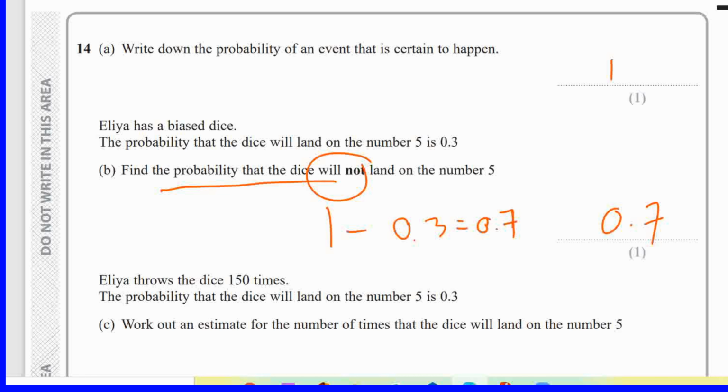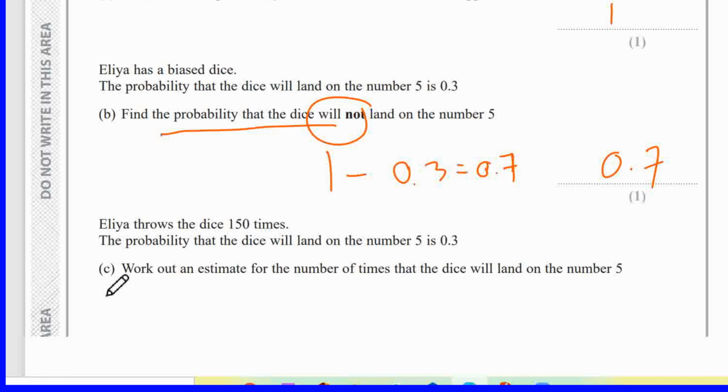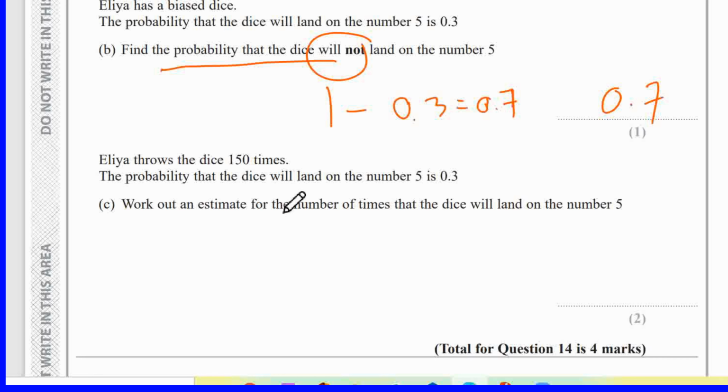The answer will be 0.7. Next, Elliot throws the die 150 times. The probability that the dice will land on number 5 is 0.3. Work out an estimate for the number of times the die will land on number 5. So 0.3 times 150, we will get 45 times.